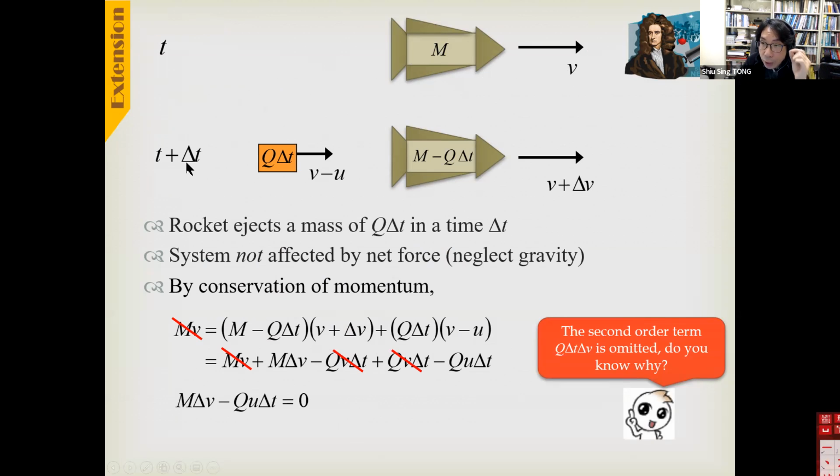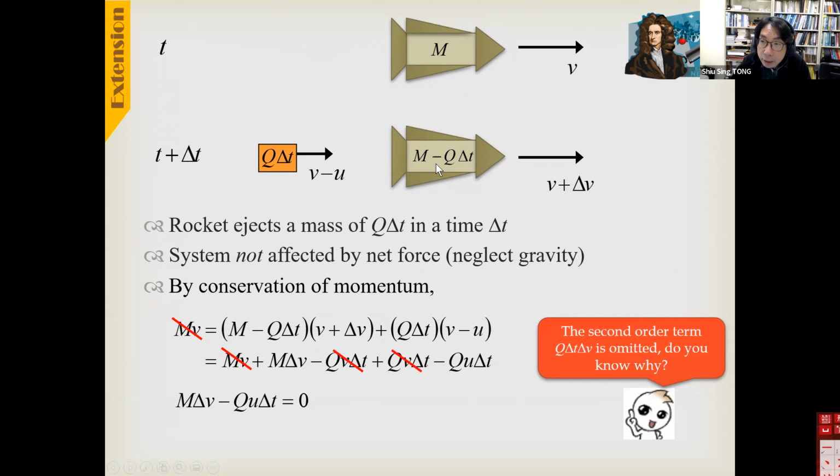In a short time later, I call this short duration delta t, the rocket has ejected some fuel. The fuel ejected is q delta t, because q is the mass ejected per unit time. So q delta t is the mass ejected in a small time interval delta t. Correspondingly, the mass of the rocket will also be reduced because the fuel is being ejected out.